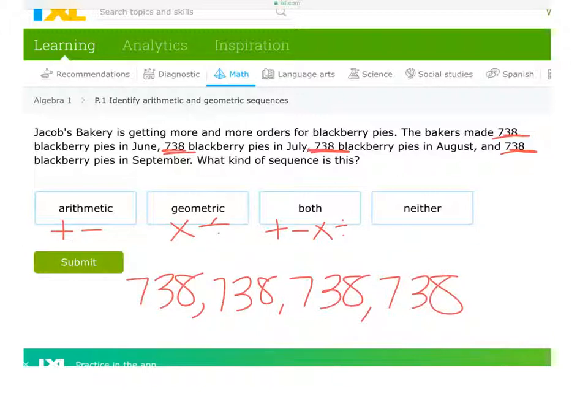If I think about arithmetic first, that's adding or subtracting the same number each time. Well, I could add 0 each time and get my sequence. So that would work. If I check geometric, 738 divided by 738 is going to give me 1. So I could say I multiply each time by 1. So in this situation, this will be a both. We can add 0 each time, or we can multiply by 1.